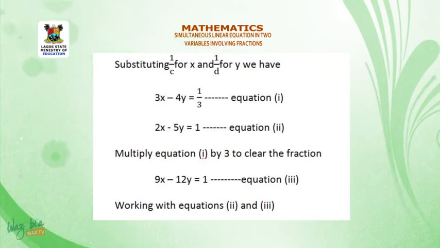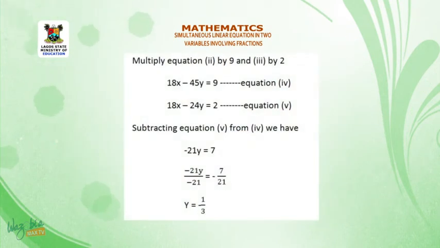Multiply equation 1 by 3 to clear the fraction. 9x minus 12y is equal to 1, equation 3. Working with equations 2 and 3, multiply equation 2 by 9 and 3 by 2. 18x minus 45y is equal to 9, equation 4. 18x minus 24y is equal to 2, equation 5. Subtracting equation 5 from 4, we have minus 21y is equal to 7. Minus 21y all over minus 21 is equal to 7 over minus 21. y is equal to minus 1 over 3.